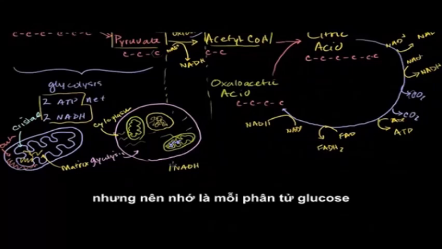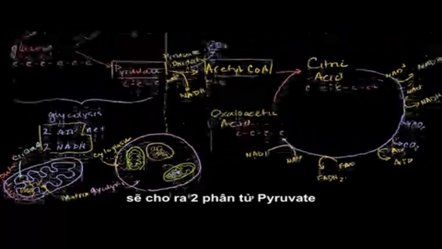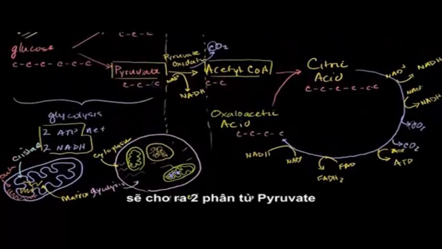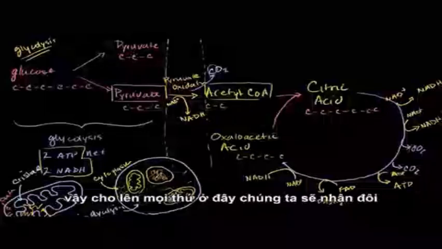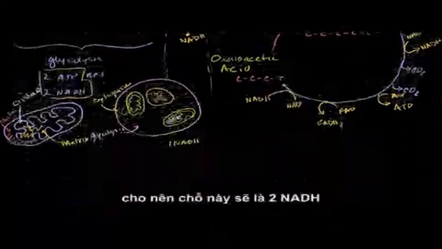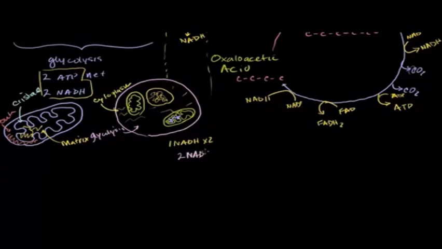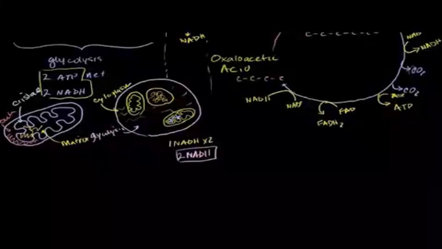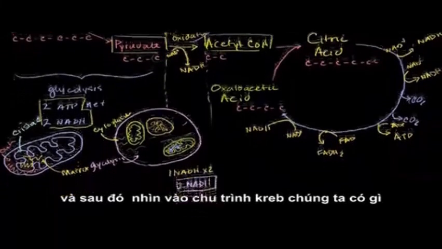But remember, if we want to say what are we producing for every glucose, this is what we produced for each of the pyruvates, right? This was 1 NADH from just this pyruvate. But glycolysis produced 2 pyruvates. So everything after this we're going to multiply by 2 for every molecule of glucose. So I'll say the pyruvate oxidation times 2 means that we got 2 NADHs right there. And then when we look at this side, the formal Krebs cycle, what do we get?